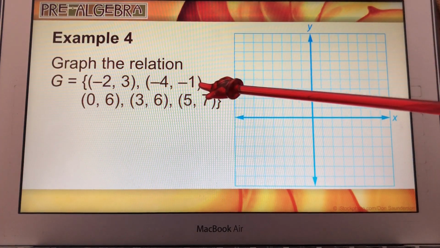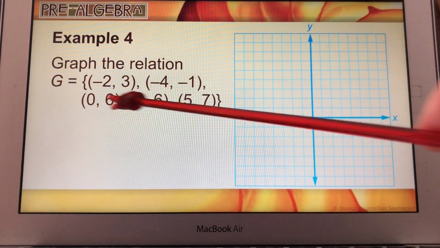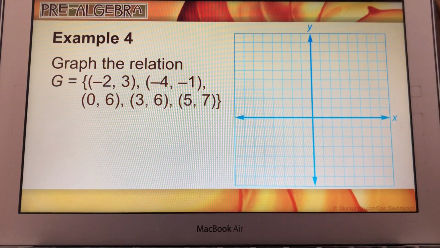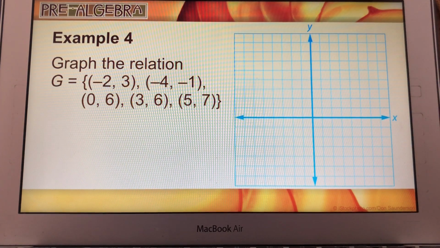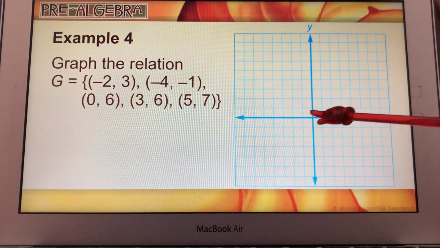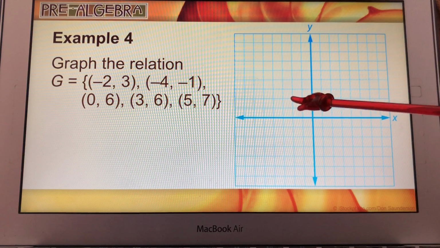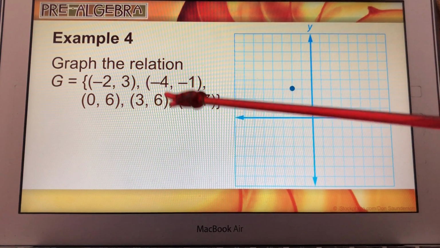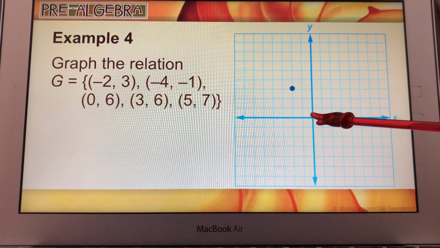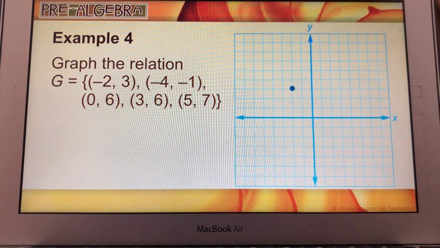Now, if it says to take these set of ordered pairs and to graph them, then you would just go ahead and plot these points on the graph. If we have -2, 3, go -2, 1, 2, and then up 3. 1, 2, 3. So there's our point for -2, 3. -4, -1, go -1, 2, 3, 4, -1 down there. And there you have -4, -1.